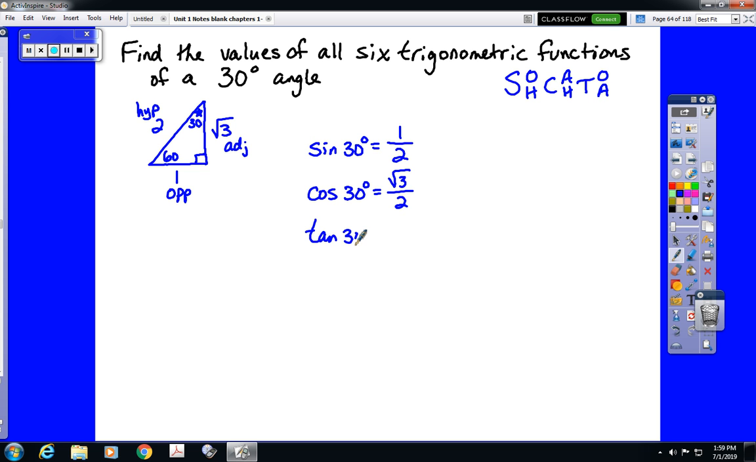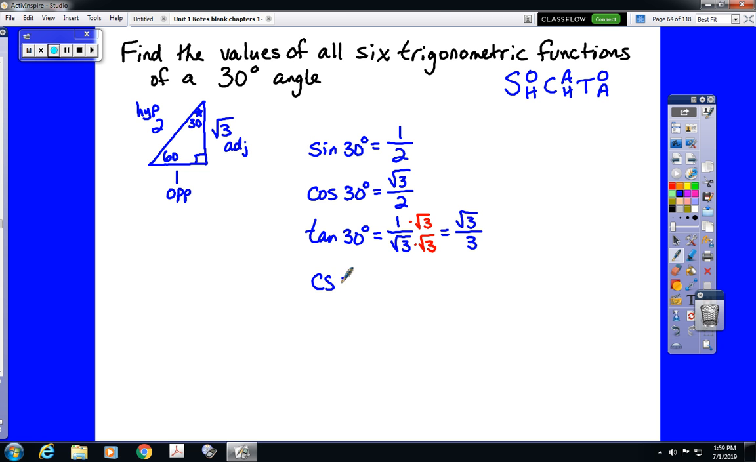And the tangent of 30 degrees would be opposite over adjacent, 1 over the square root of 3. That would require us to rationalize the denominator by multiplying the bottom and the top by the square root of 3, and it would give us root 3 over 3. Then we go and we use our reciprocal identities.